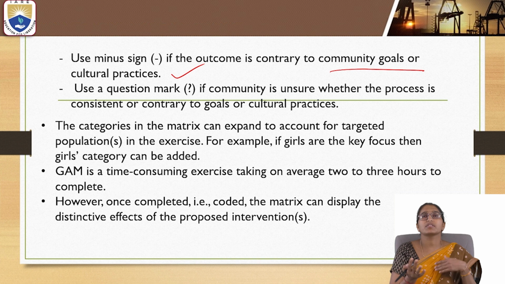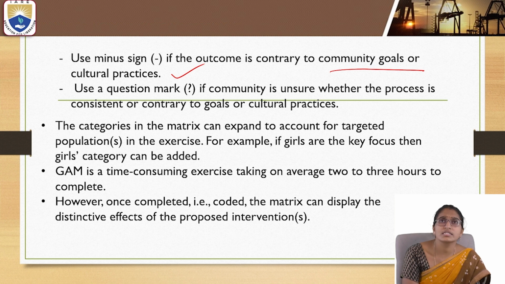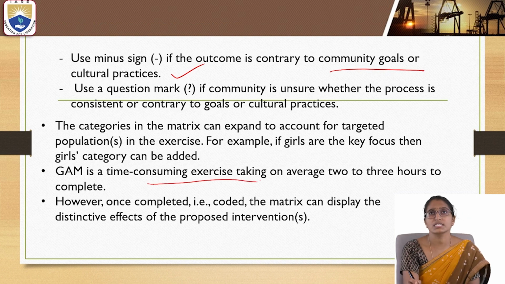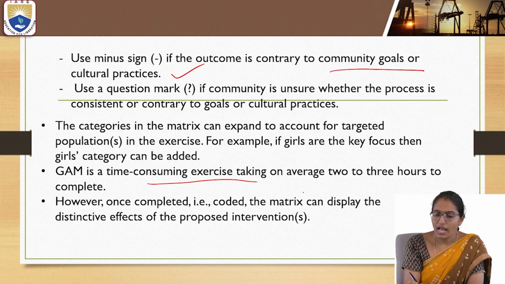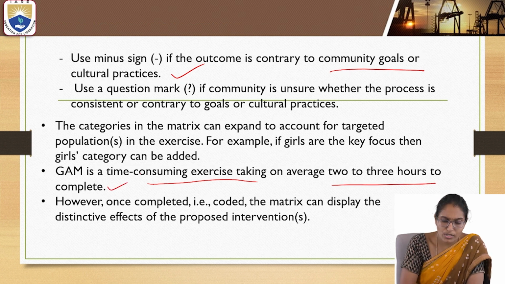So you don't know whether it is consistent or contrary or supporting, then you use a question mark. The categories in the matrix can expand to account for targeted populations in the exercise. For example, if girls are the key focus, then a girls category can be added. GAM is a time consuming exercise, taking on average 2 or 3 hours to complete. So it is a little time taking process.